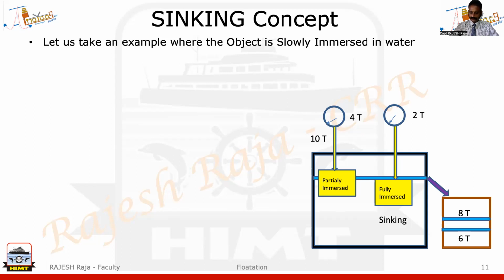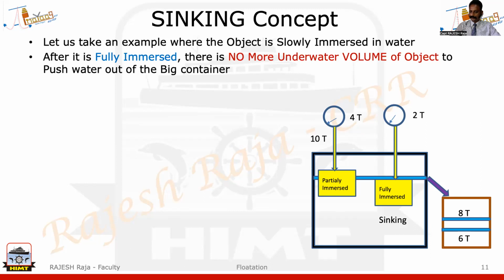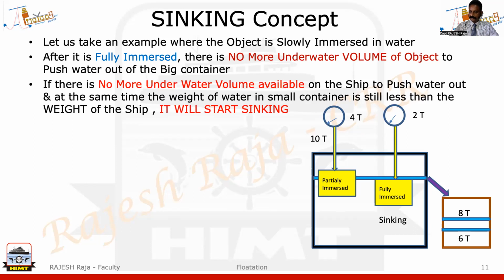Now you should realize something. This body is fully immersed. That means it has got no more shape for it to push any more liquid. It has got no more shape, or you can call it no more underwater volume. And the amount of liquid it pushed was only 8 tons. That means it was unable to push its full weight of 10 tons. In this condition, you can say that it will start sinking if I remove the hook of the crane. If I just take off the hook and leave it free, this object will start sinking.